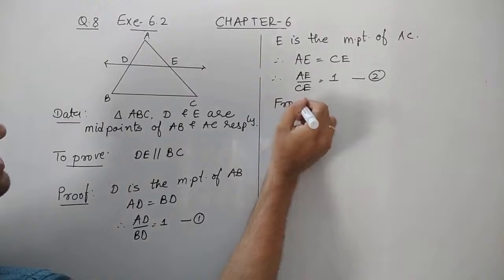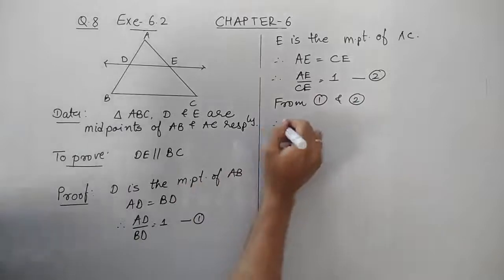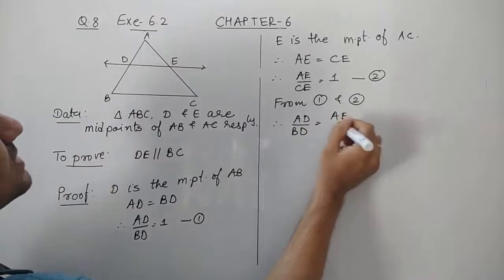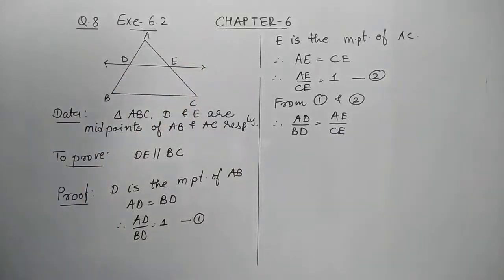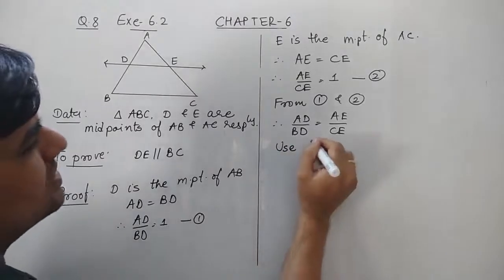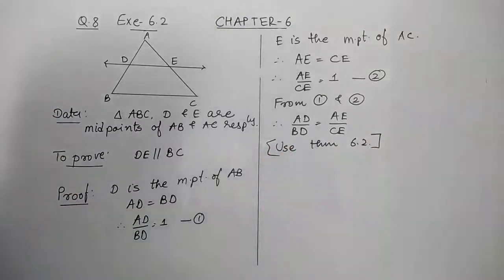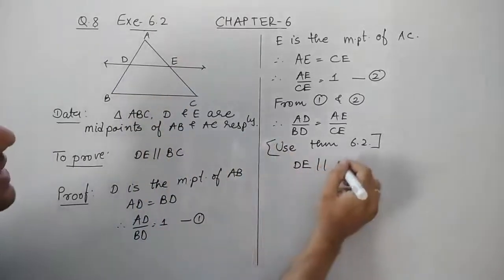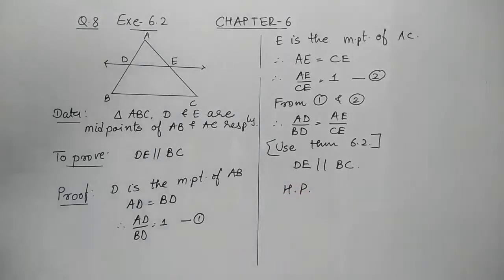Now look at both the equations. From equation 1 and 2, the values are the same. Both values are 1. So we can compare that AD upon BD is the same as AE upon EC. By using the converse of BPT, that is Theorem 6.2, we can say that the line segment DE is parallel to BC. Hence, we have proved the required result.